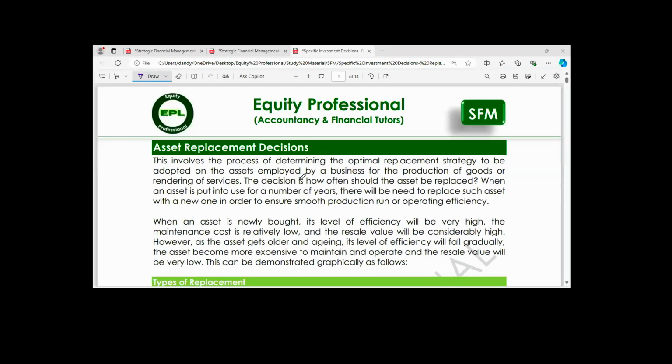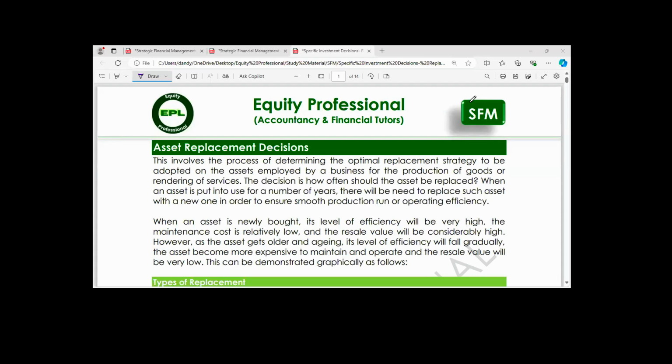So in your syllabus, under specific investment decision, we have asset replacement decision, we have lease, and the hire purchase. Those are the two topics that are embedded in the specific investment decision. They are very straightforward and an interesting kind of topic. It's not something that is difficult to understand. However, let's take our time to explain the concepts and then begin to solve questions.